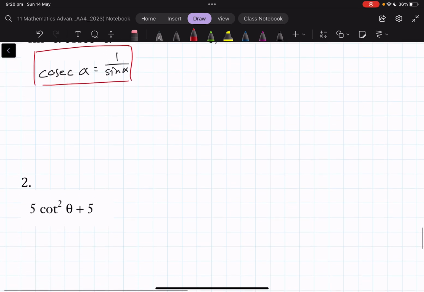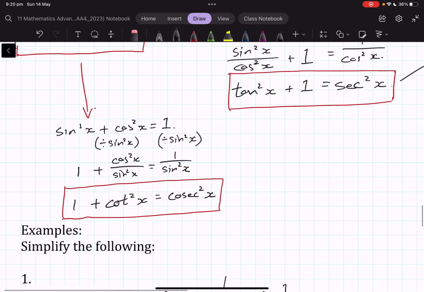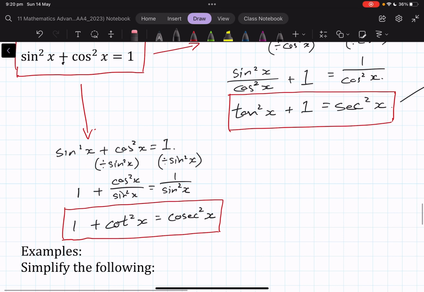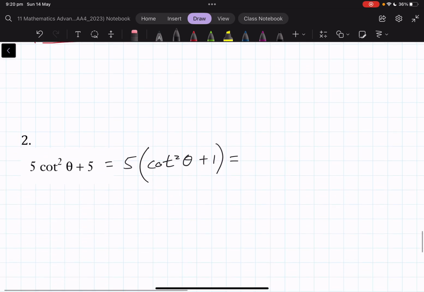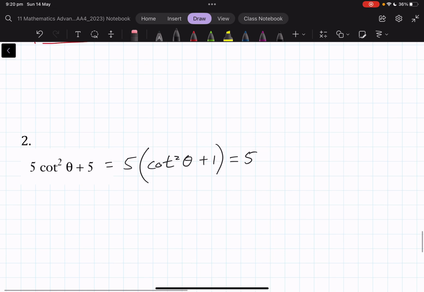Now let's have a look at this one. 5 cot squared theta plus 5. What's that equal to? Okay, well, the first step is we've got this 5, so let's factorize that out. And I'm going to get cot squared theta plus 1. Now, if I go back up to my set of things that I had, I've got sine squared, cos squared, tan squared plus 1, sec squared. 1 plus cot squared, or cot squared plus 1, is equal to cosec squared. So this is actually equal to 5 cosec squared theta.